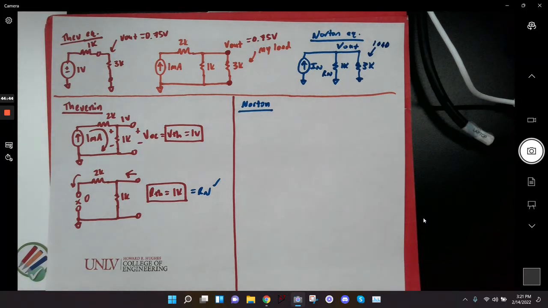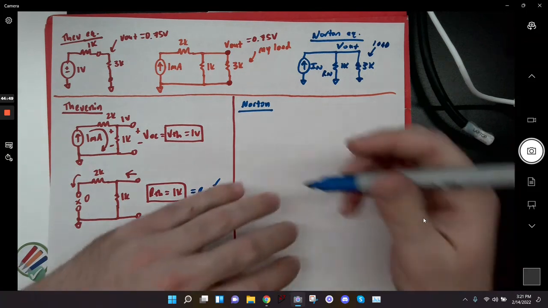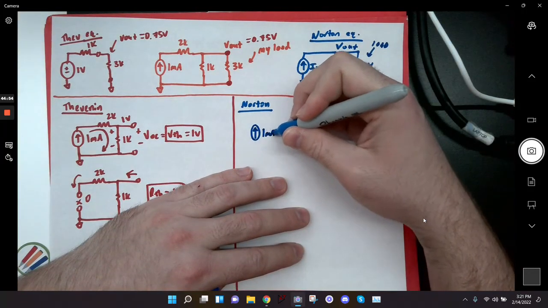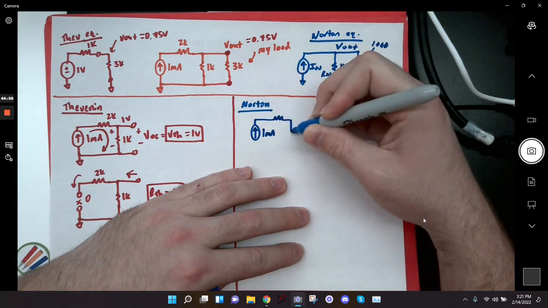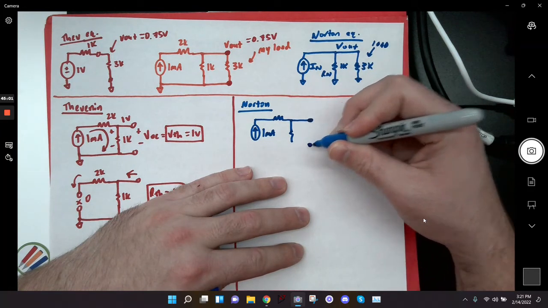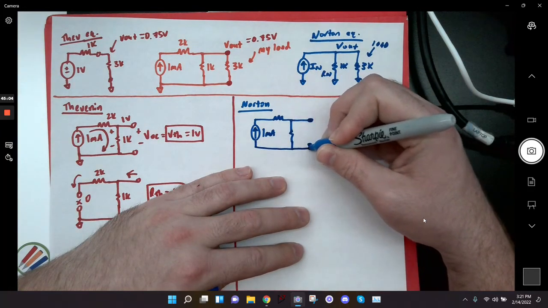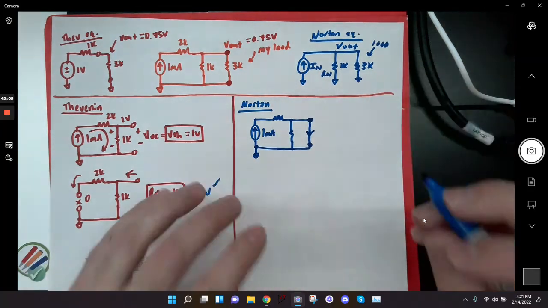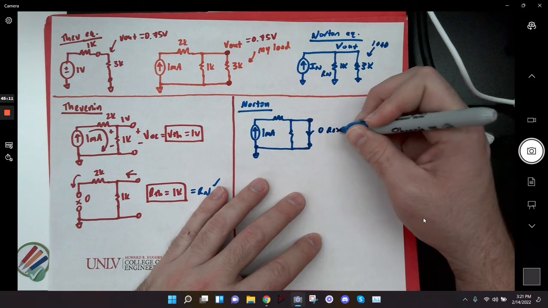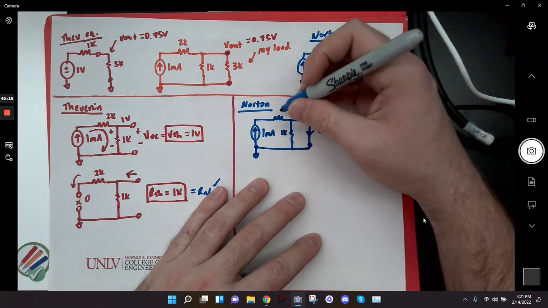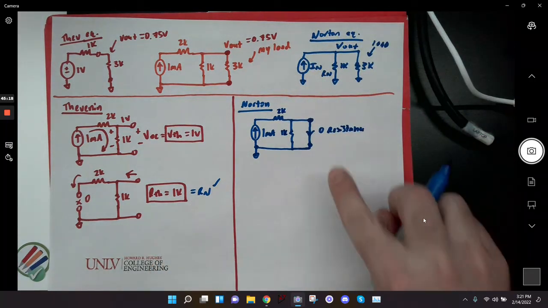Well, what I do is I short across the terminals where I removed the load, and I find the current through those terminals. Okay, so my original circuit looked something like this. I had a 1 milliamp, I have a 2K, I have a 1K, and then out here I had a 3K, but I'm replacing it with a short circuit. Right? There's a wire there now. 0 resistance. It's just a wire. Okay? So that's 1K, this is 2K, and I want to measure the current flowing through there.